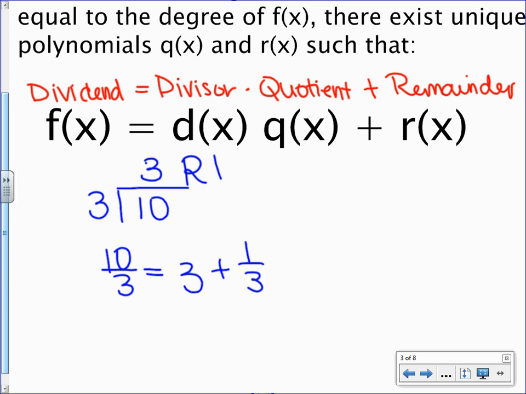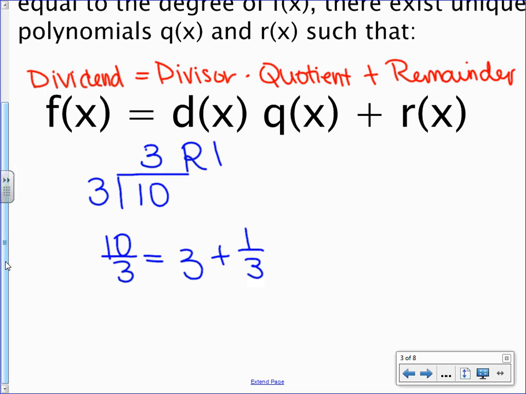Okay, so what happens if I were to multiply everything by 3? I would have 10 equals 3 times 3 plus 1. Our dividend equals our divisor times the quotient plus 1, our remainder. Okay, so this is what this division algorithm means. It's just making it so we don't have any questions. Okay, so you will be asked in your homework to write something like this.